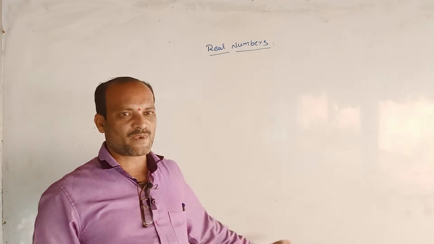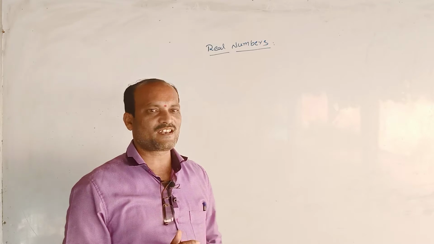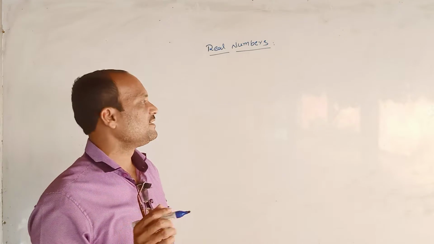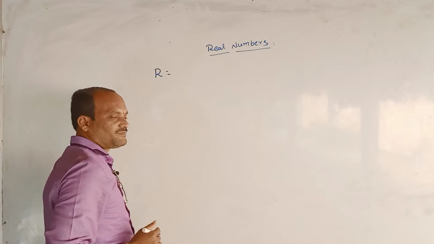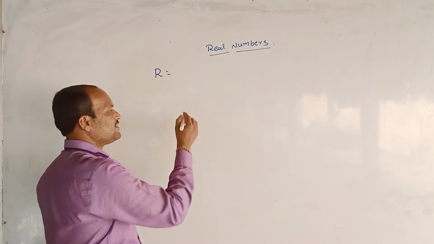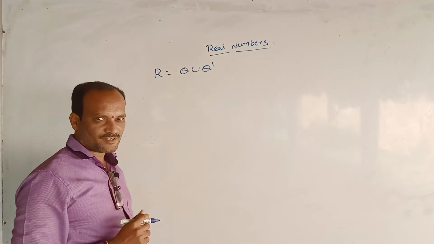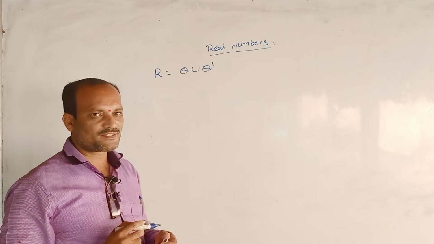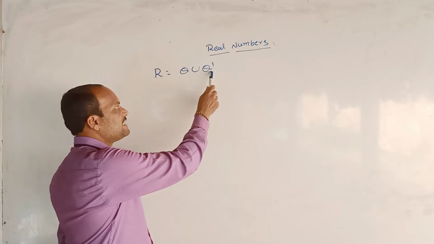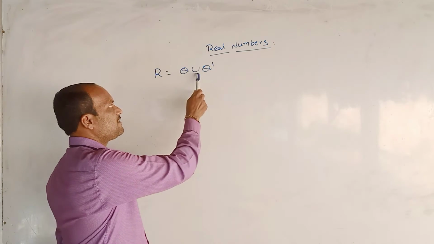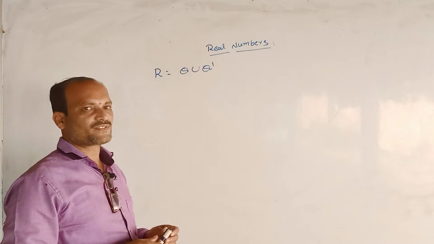Today our topic is real numbers. What is meant by real number? The real numbers are denoted by the letter R. R means real numbers. R is equal to Q union Q dash. What is meant by real number? The union of rational and irrational numbers is called real numbers.